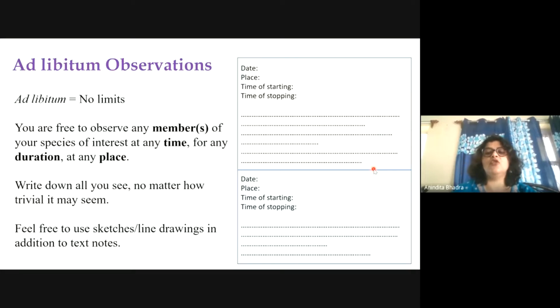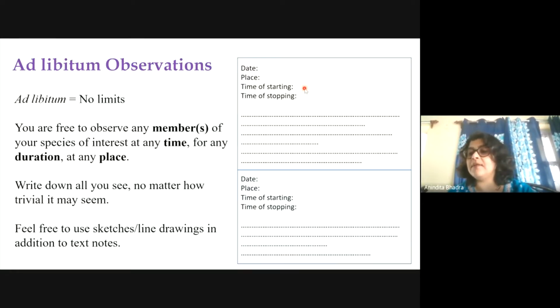And then either the crow flies off, or I get a phone call, or I'm hungry, or I'm just bored. I don't want to do it anymore. I need to take a break. I need to go attend the class. Doesn't matter. I'm going to stop. Draw a line, go back to the top, write down the time of stopping.